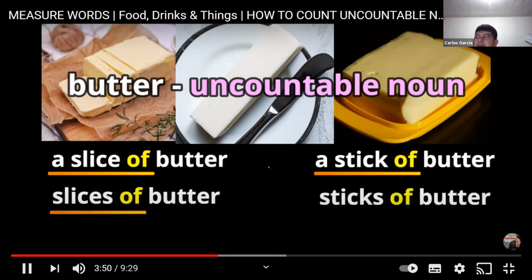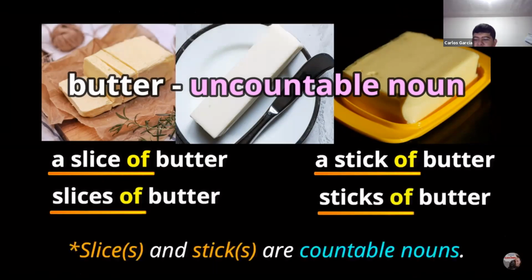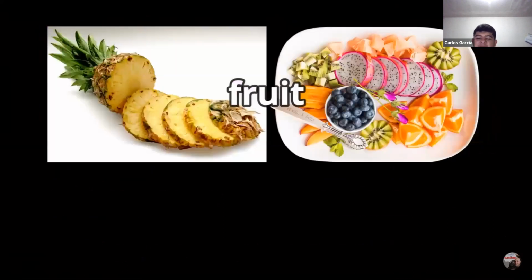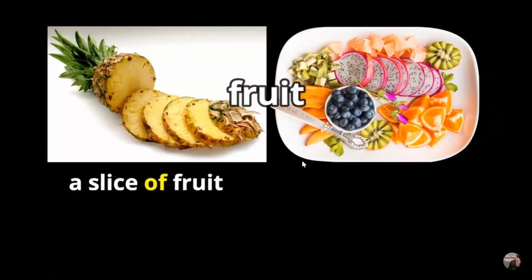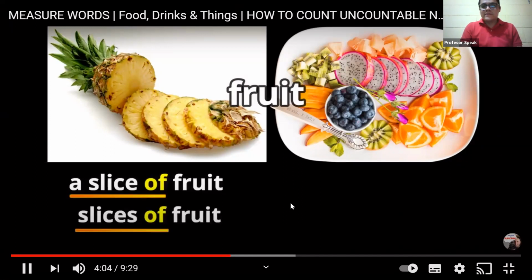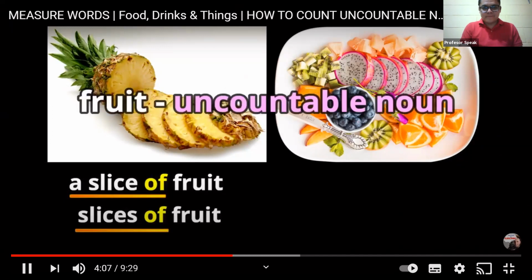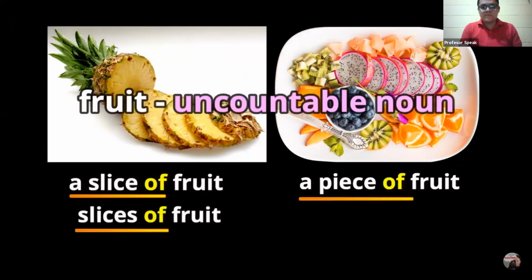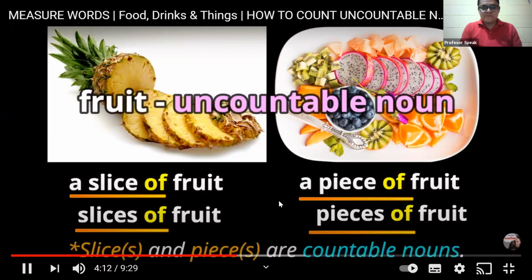Or sticks of butter. We can count sticks, maybe 3, 4 sticks. We also use the measure words slice and piece for fruit. We say a slice of fruit. The word fruit itself is not countable. Fruit is general. Okay? So a slice of fruit, slices of fruit or a piece of fruit or pieces of fruit.